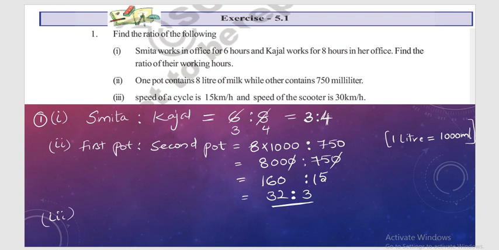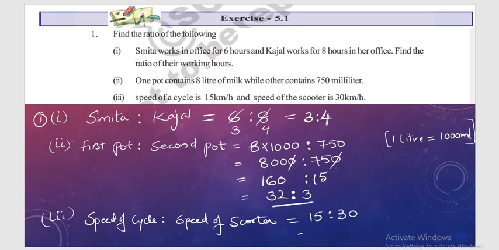Next, moving on to the third question. Speed of cycle is 15 kilometers per hour, speed of scooter is 30 kilometers per hour. Both are in the same units, right? So speed of cycle is to speed of scooter is equal to 15 is to 30. In the 15 table it goes one time, and two times. So the ratio is 1 is to 2, right? These are the simple things we have related to ratios.